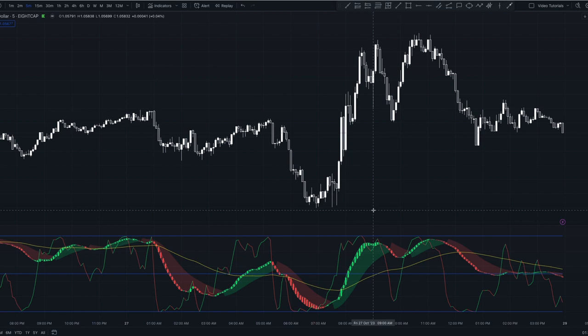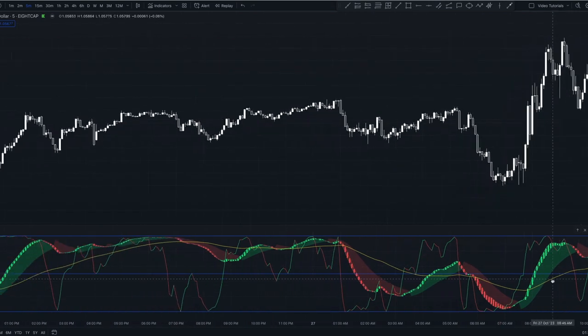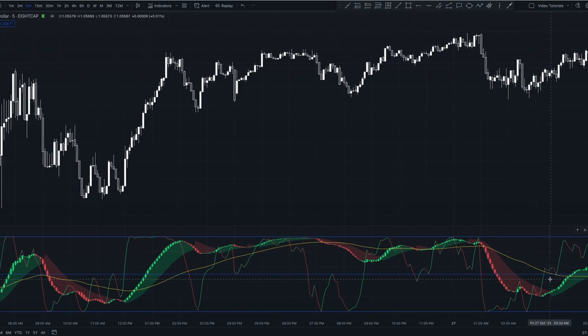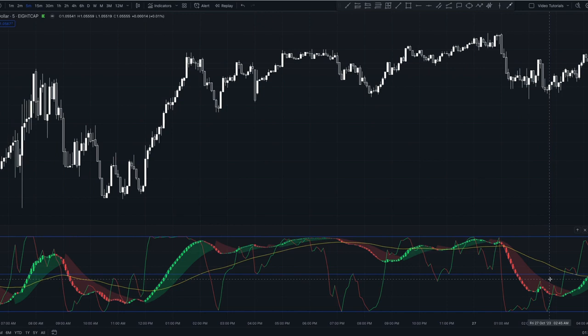And when you first look at this indicator, it just looks like a bunch of squiggly lines, and for some this can be a little bit daunting, so I wanted to walk through this indicator and show just how to interpret this for very accurate entries and exits.